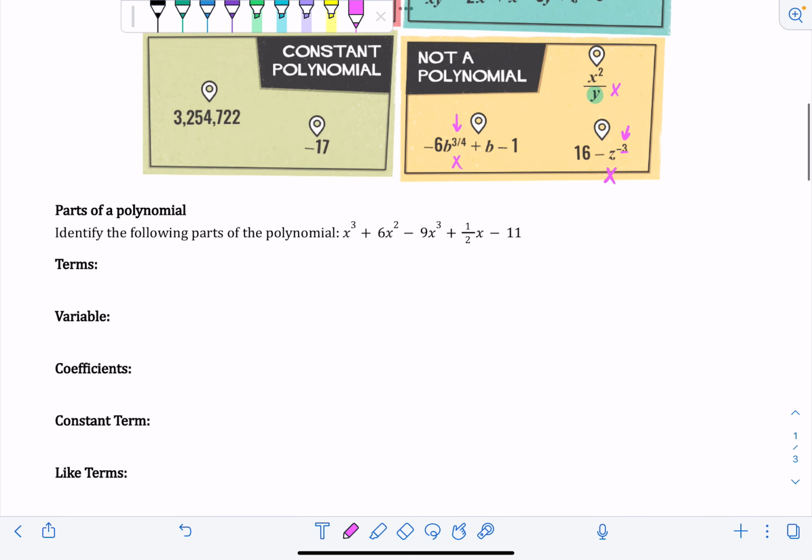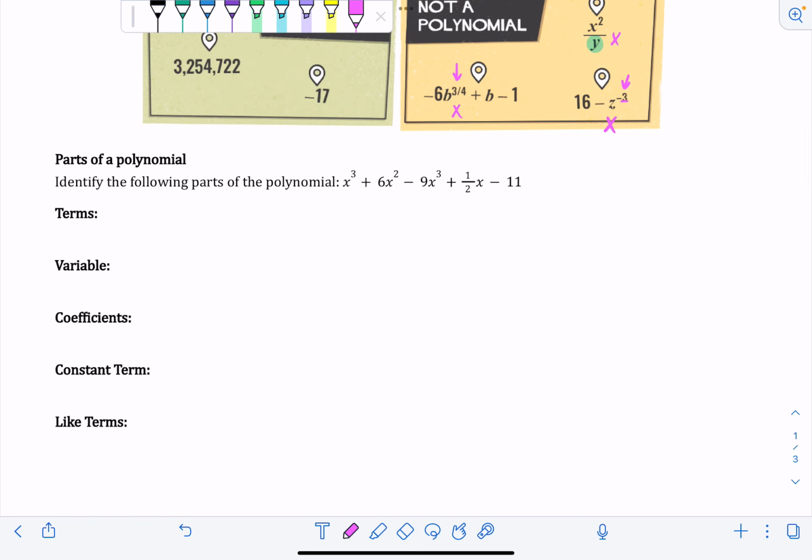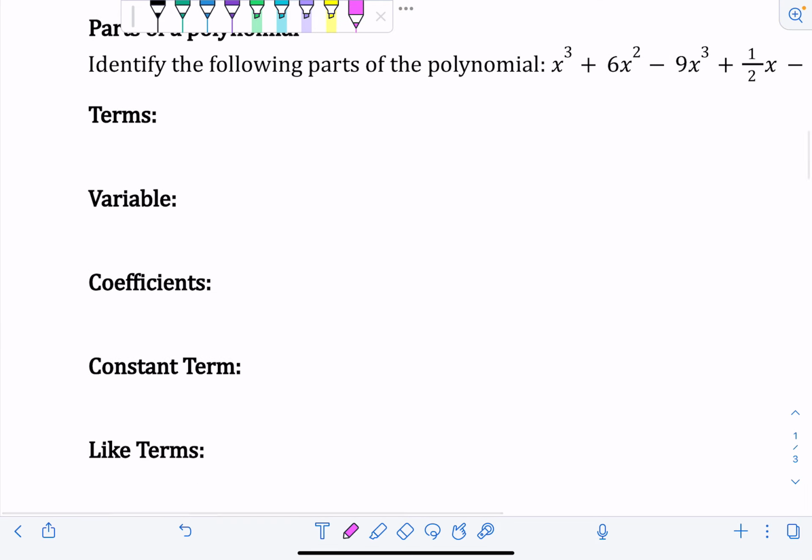Okay, so moving down to the next example. Now we just want to practice identifying parts of a polynomial and defining those parts, because you hear them read out loud sometimes in lessons, but it's helpful to have the definitions to reflect back to. So identify the following parts of the polynomial x cubed plus 6x squared minus 9x cubed plus 1/2 x minus 11. First we'll go through and find each individual term. Remember that terms are separated by plus and minus, and you can leave yourself a little note of that. I'm going to zoom in a little bit and add that note down here.